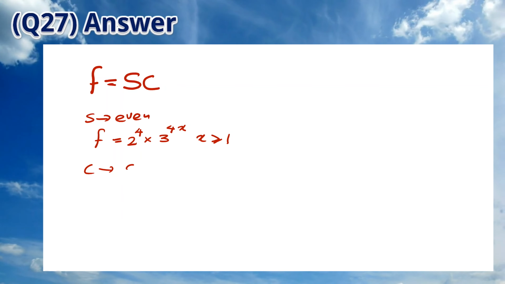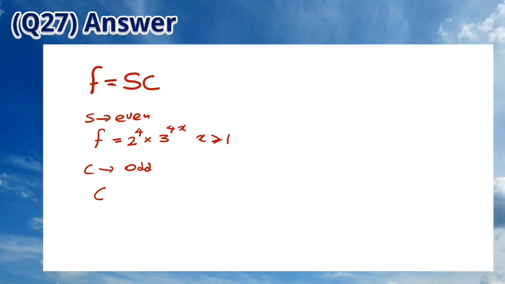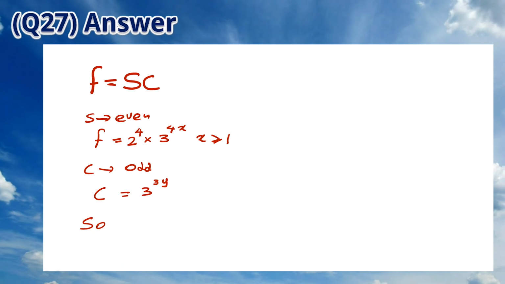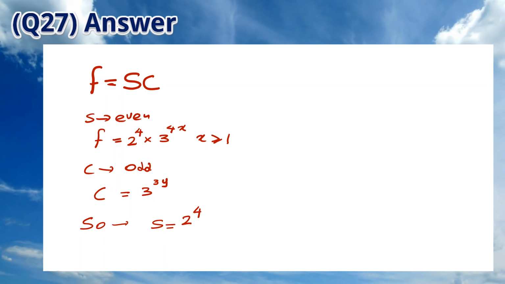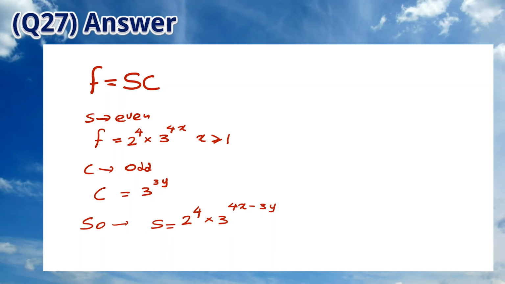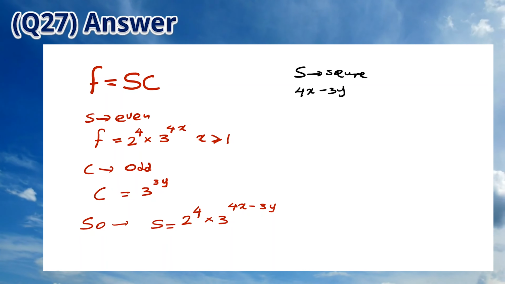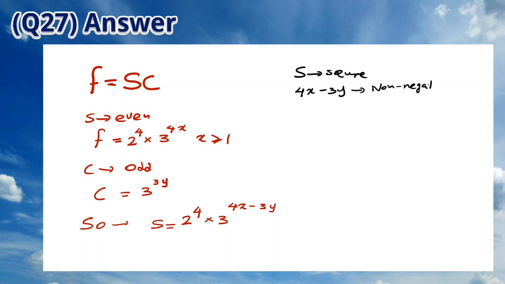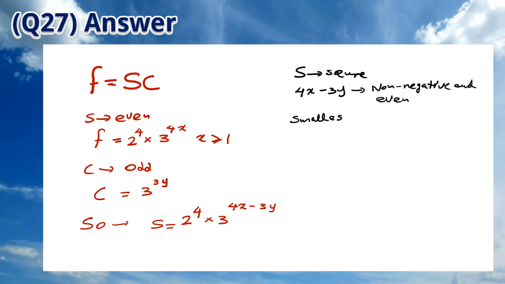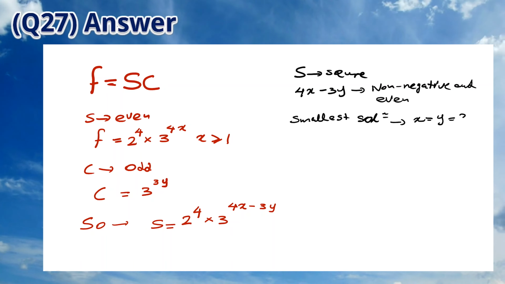Since c is an odd cube factor of f, it must be of the form c is equal to 3 to the power y. This means that s is equal to 2 to the power 4 multiplied by 3 to the power 4x minus 3y. But s is a square, so the index 4x minus 3y must be non-negative and must be even. The smallest solution is when x is equal to y is equal to 2.